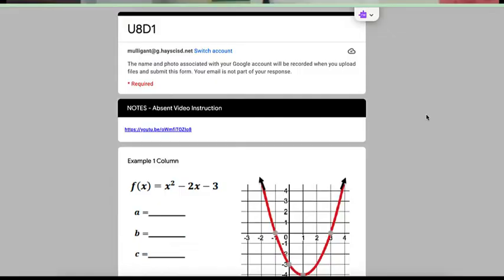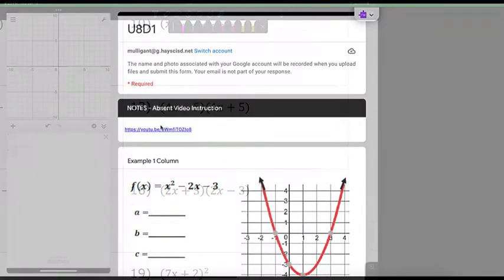So it's like, okay, let's have you be guided through that. And then I use the Google form to help check for understanding.